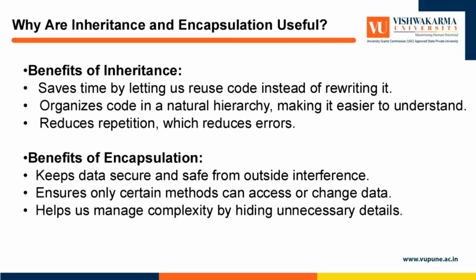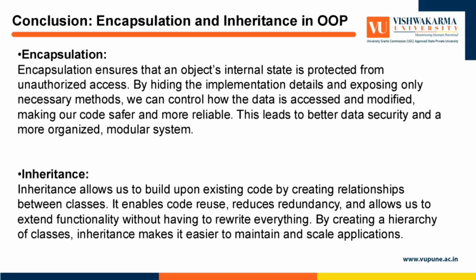Now in the last, I will explain the conclusion for encapsulation and inheritance in object-oriented programming. Encapsulation ensures that an object's internal state is protected from unauthorized access by hiding the implementation details and exposing only necessary methods. We can control how the data is accessed and modified, making our code safer and more reliable. This leads to better data security and a more organized, modular system.